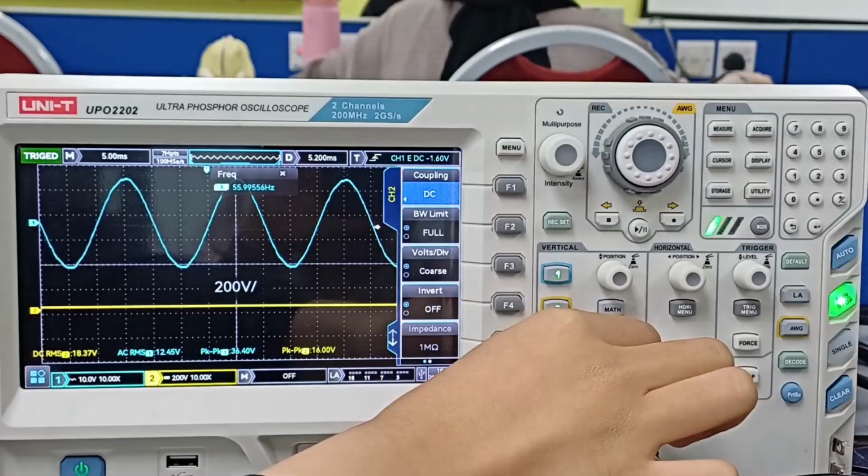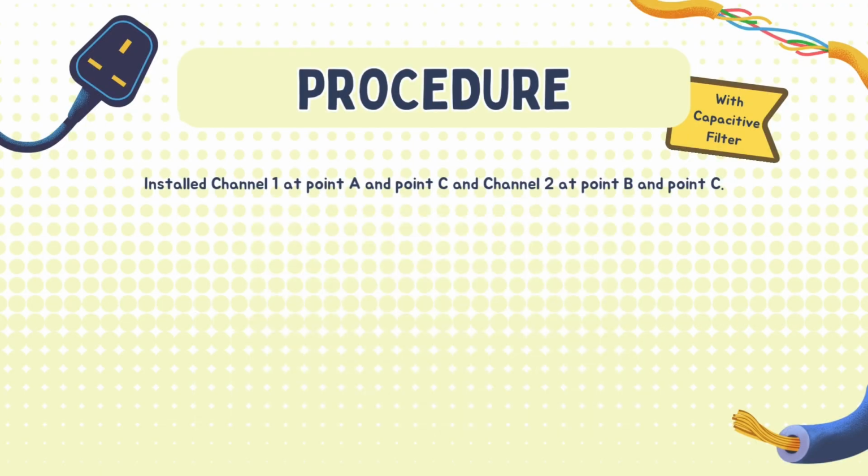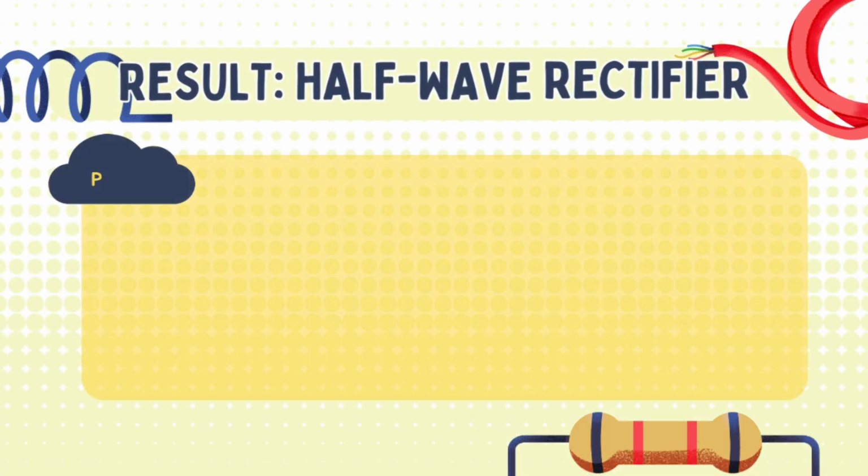The steps were repeated using capacitive filter 100 microfarad and 50 microfarad. Before ending the experiment, we switched off all the equipment and disconnected the components safely. These steps completed the procedure for both the half-wave and full-wave rectifier experiments. This is the result for experiment E1 half-wave and full-wave rectifier.